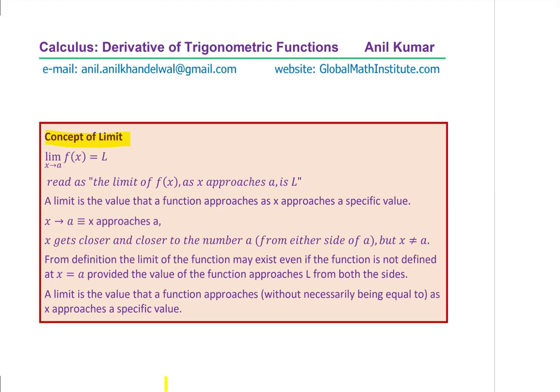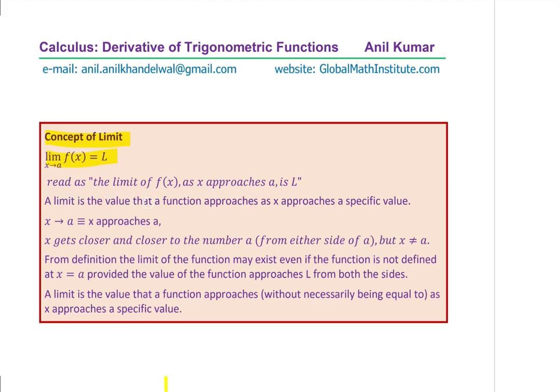Well, basically, limit of a function f of x when x approaches a, if it is equal to L. So that is how we write this limit, which is read as the limit of function f of x as x approaches a is L. So that is the nomenclature.